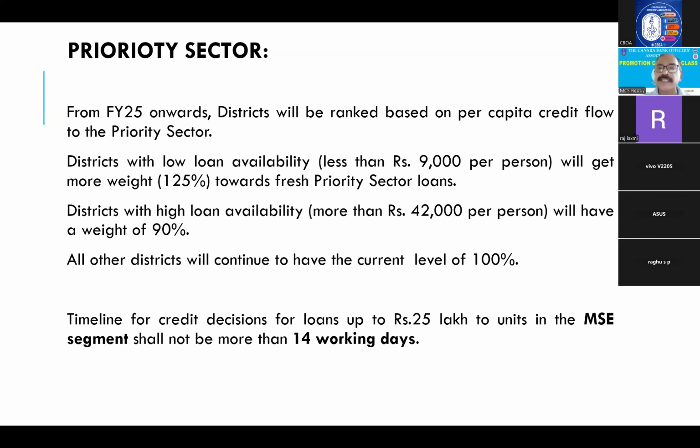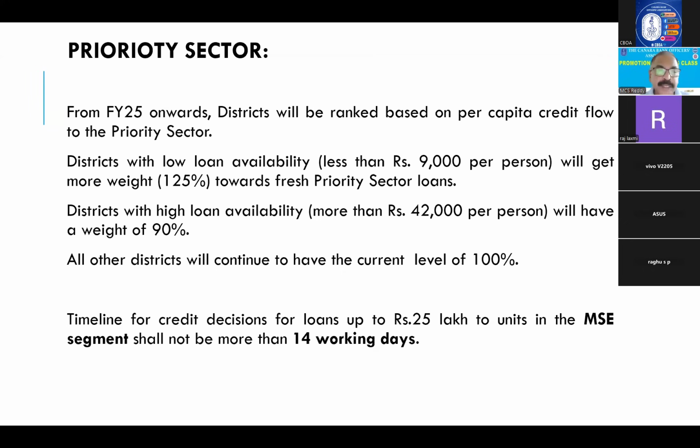This is what Reserve Bank has done this year, based on per capita, per head, how much loan has gone. So they may ask, for considering as low loan area, what is the per capita loan? Up to 9,000 rupees per head, that is a low loan area. High loan availability area means where you are giving more than 42,000 rupees per head. And similarly, what is the weightage? Low loan area, 125% weightage. And high loan area, only 90% weightage for our disbursements. This is one important point.